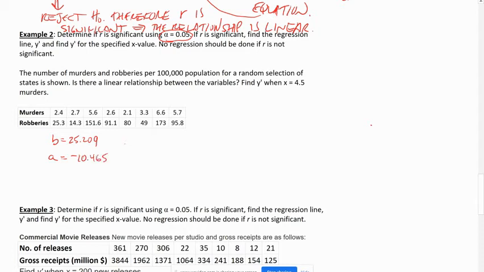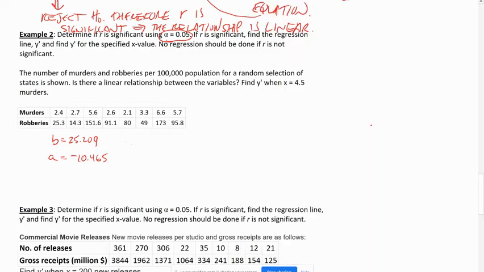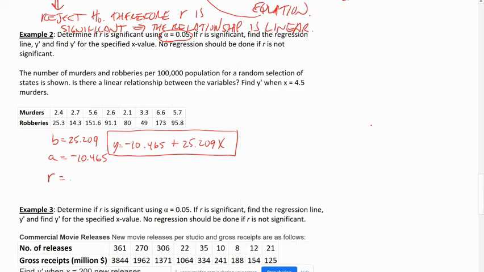So that means the equation, notice it says A plus BX. So Y equals negative 10.465 plus 25.209x. So that would be our regression equation that we're going to use. If it is a significant fit, we're going to use that line a little bit later. Our R value turned out to be 0.8366.